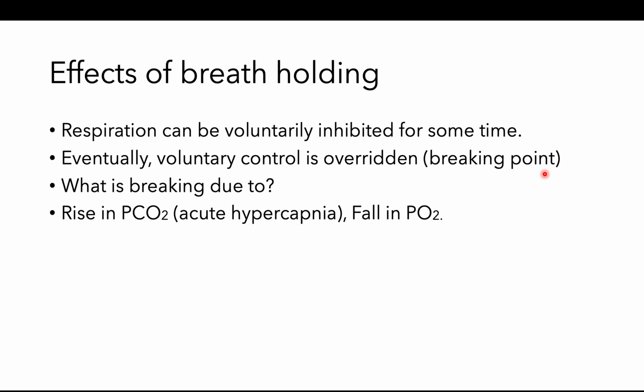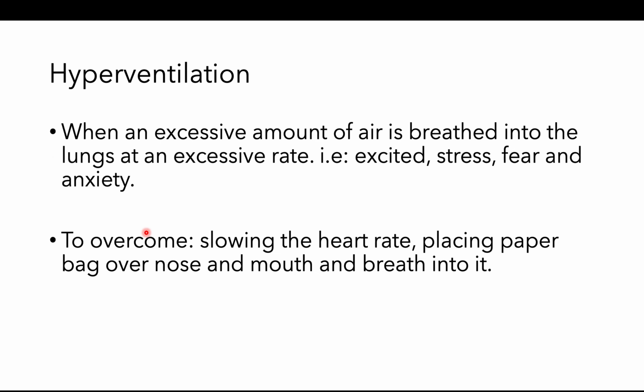So why is that voluntary control overridden? There is a breaking point. What is that breaking point? That breaking point actually comes from the partial pressure of carbon dioxide. When you hold your breath, your tissues keep going on with the process and producing more and more carbon dioxide. So your body starts to have higher concentrations of carbon dioxide, a condition known as acute hypercapnia. So your voluntary control can be overridden and it automatically gets taken back by the autonomic control.